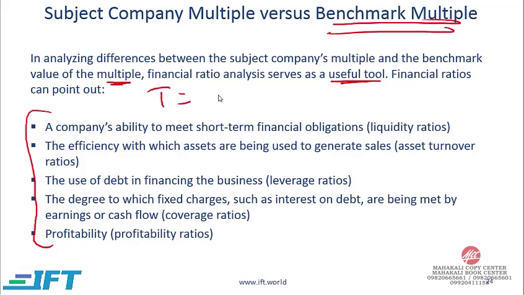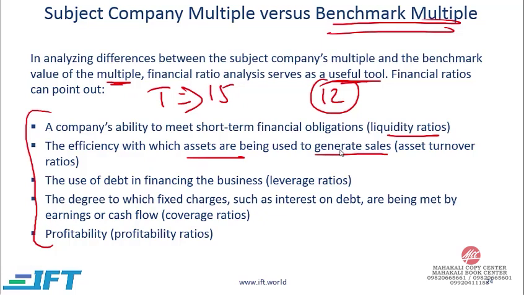If your target company has a multiple of 15, so the PE is 15, and it turns out that the PE for the benchmark is only 12, do you immediately say that for our target company which has a higher PE, it is overvalued? Not necessarily. You can look at several ratios to see whether this difference is justified or not. You can look at a company's ability to meet short-term financial obligations. If the company's liquidity ratio on average is better than the industry, would that justify a higher multiple? Probably. The efficiency with which assets are being used to generate sales.